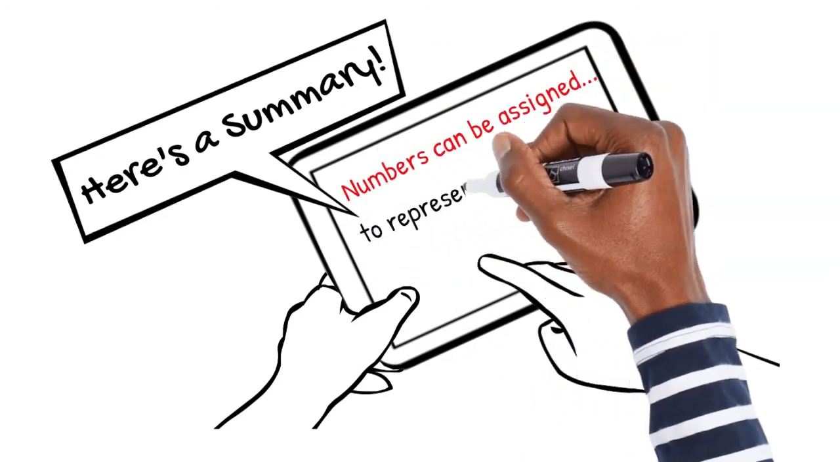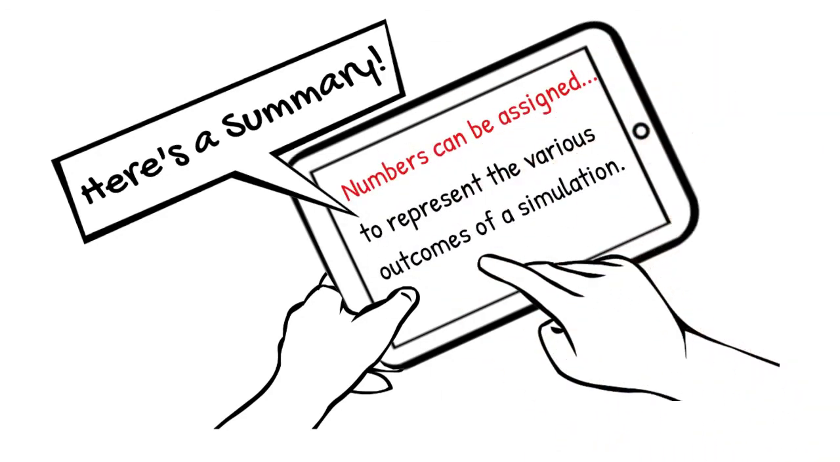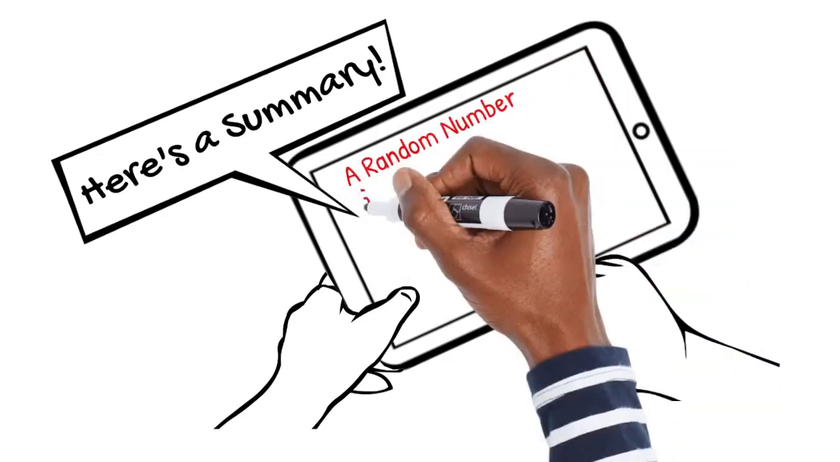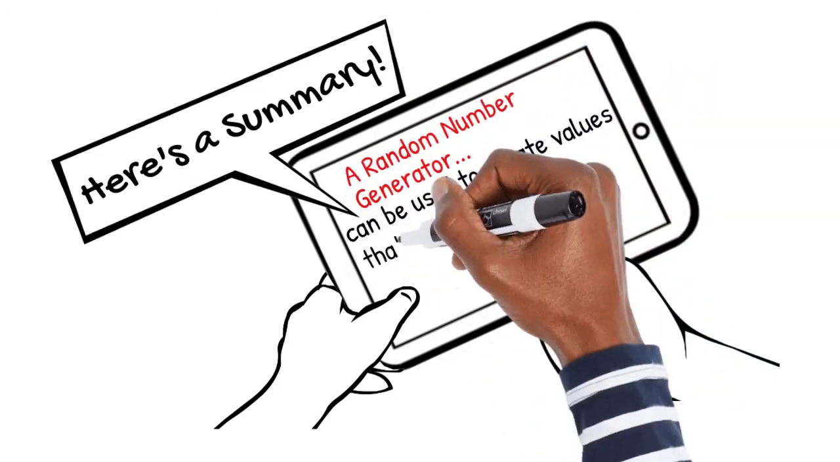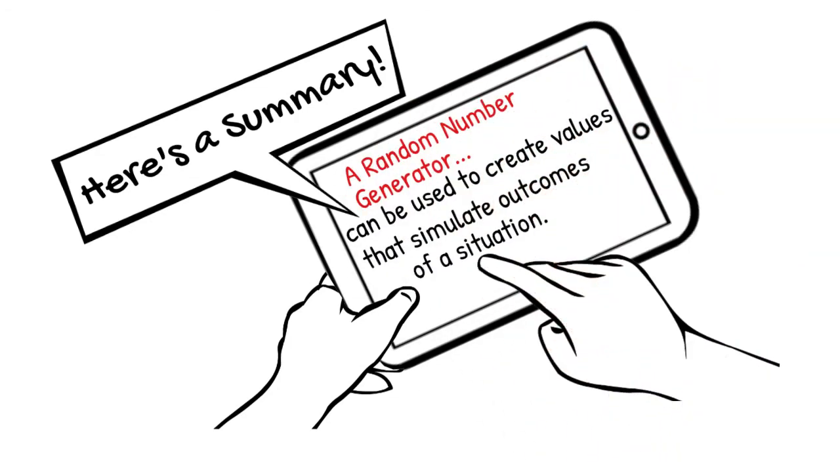Numbers can be assigned to represent the various outcomes of a simulation. A random number generator can be used to create values that simulate outcomes of a situation.